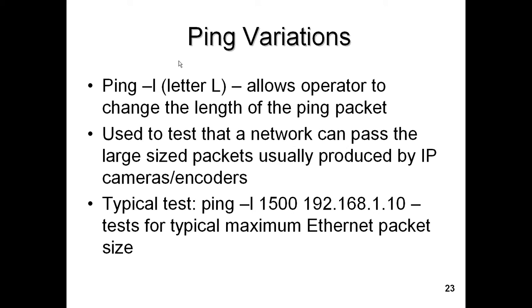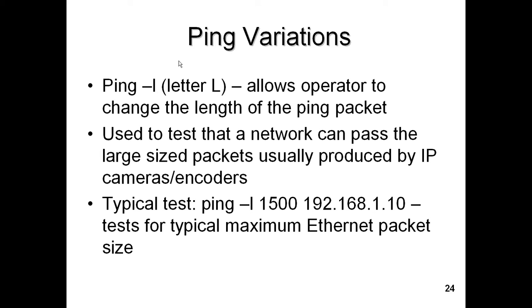Now, there are variations to the ping command that can be very useful for our testing purposes. Earlier in this webinar series, you learned that Ethernet packets can be longer and shorter. Well, when we use a ping command with a -L, the letter L, this allows us to change the length of the ping packet. So we can test our round-trip connection from the testing computer to, let's say, an IP camera. We can do it with big packets to make sure those big packets can pass all the way through the network. Why would we want to do that?